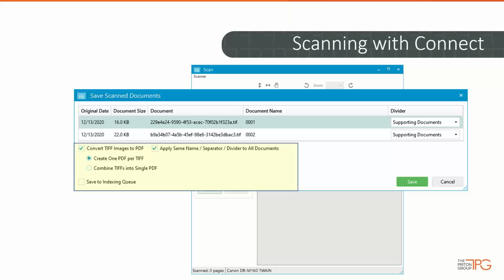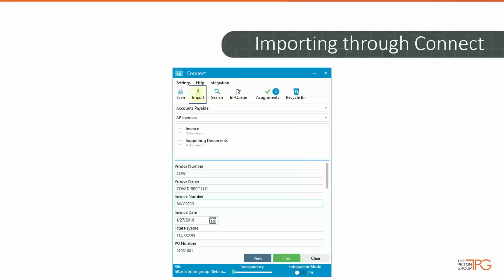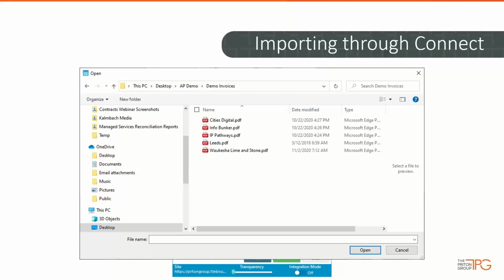So it'll combine the TIFFs. Then I can apply the same name, separator, and or divider to all the documents that I may have captured to help speed up that selection process. When I'm done, I hit the Save button, and now that document is in FileBound. Similarly, with the importing, I can click the Import button, and it'll launch the Browse dialog box. I can browse anywhere on my PC or anywhere on the network that I'm secured for, and I can grab whatever documents I need.